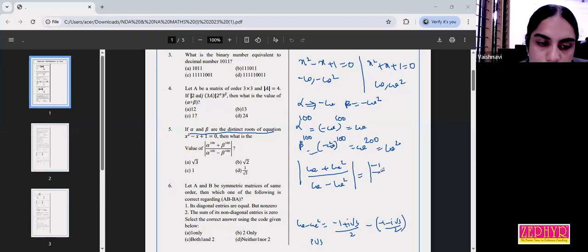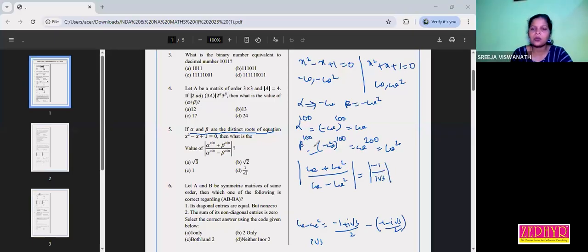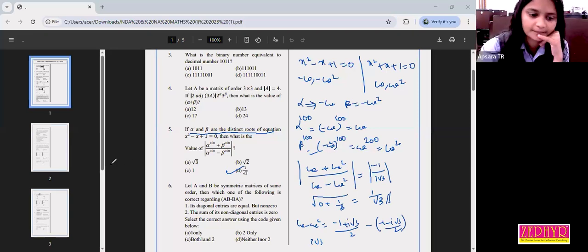Yes, teacher. Now the modulus value. What is the modulus value? Square root of real part square plus imaginary part square. Real part is 0, imaginary part is -1 by root 3. The square is 1 by 3. So the answer is 1 by root 3. Final answer 1 by root 3. Is it right? Yes, miss.